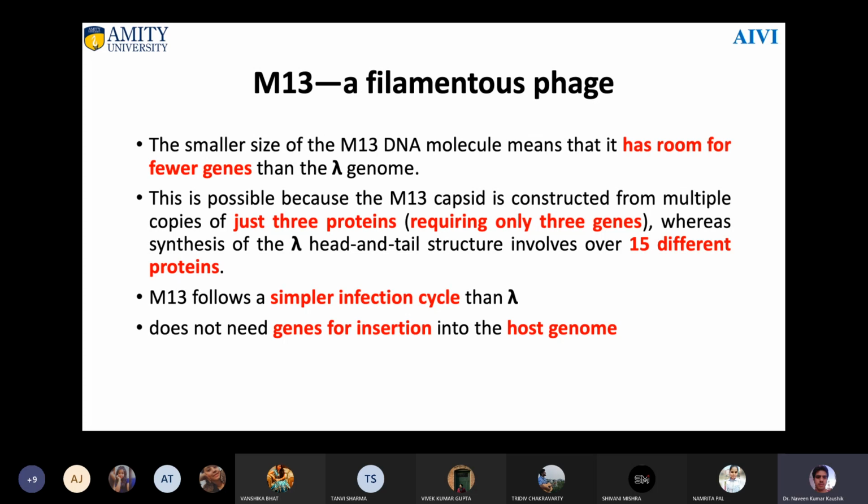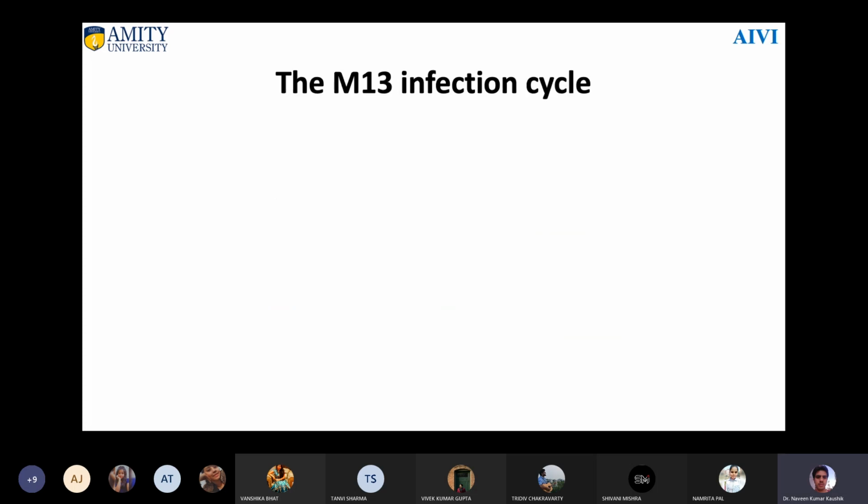M13 follows a simpler infection life cycle than lambda. Here there is no lysogeny and no lytic cycle, so you don't need enzymes for that purpose either. It is not integrated in the genome, so no gene is required for insertion also. So the requirement of this M13 phage is a bit less as compared to the lambda phage genome.